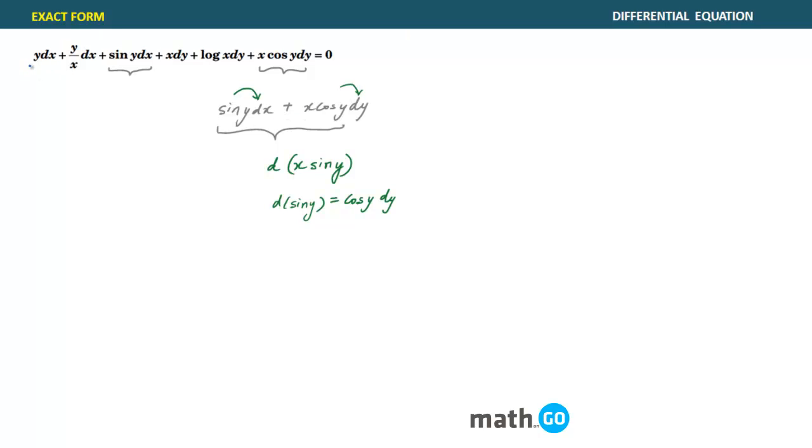Now let's take another two terms. So this is the first term and this is the other term, y dx plus x dy. So we know this already, right? This is nothing new to us. So this is nothing but d of xy. So the two terms that are still remaining for you are this particular term and the log term. So let's see this. This is y by x dx plus log x dy equal to 0.